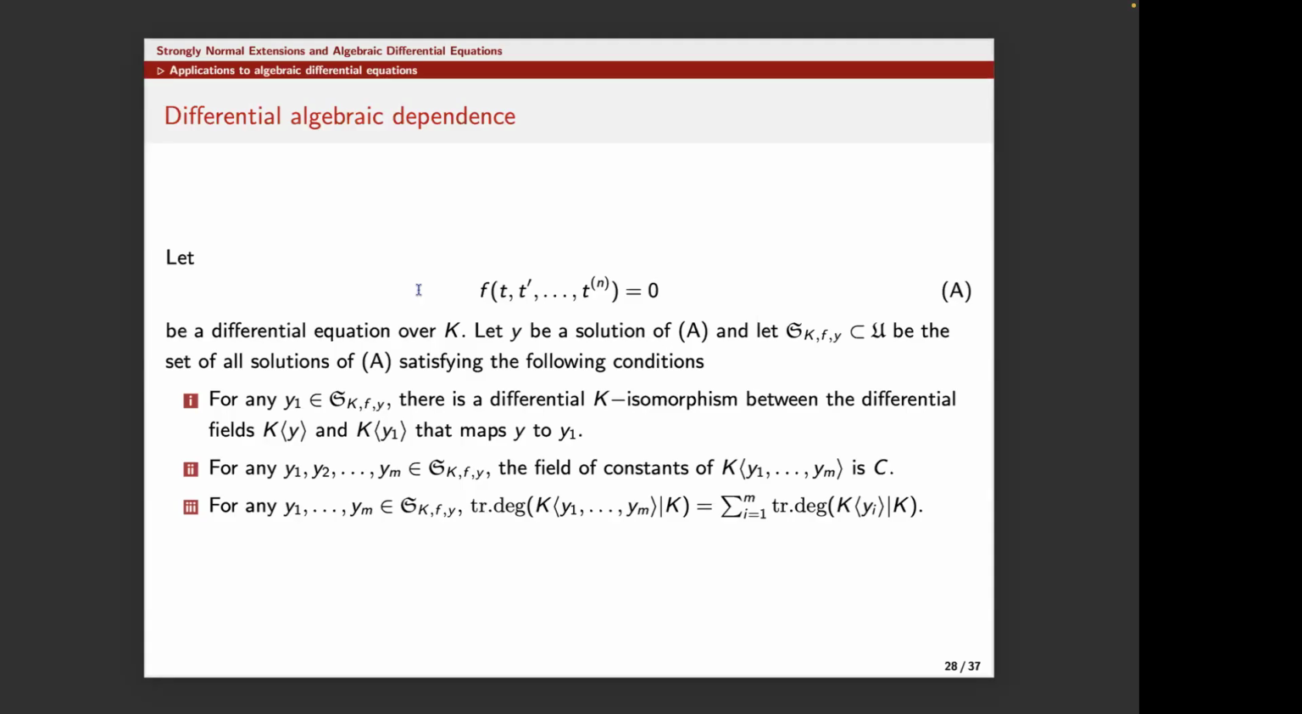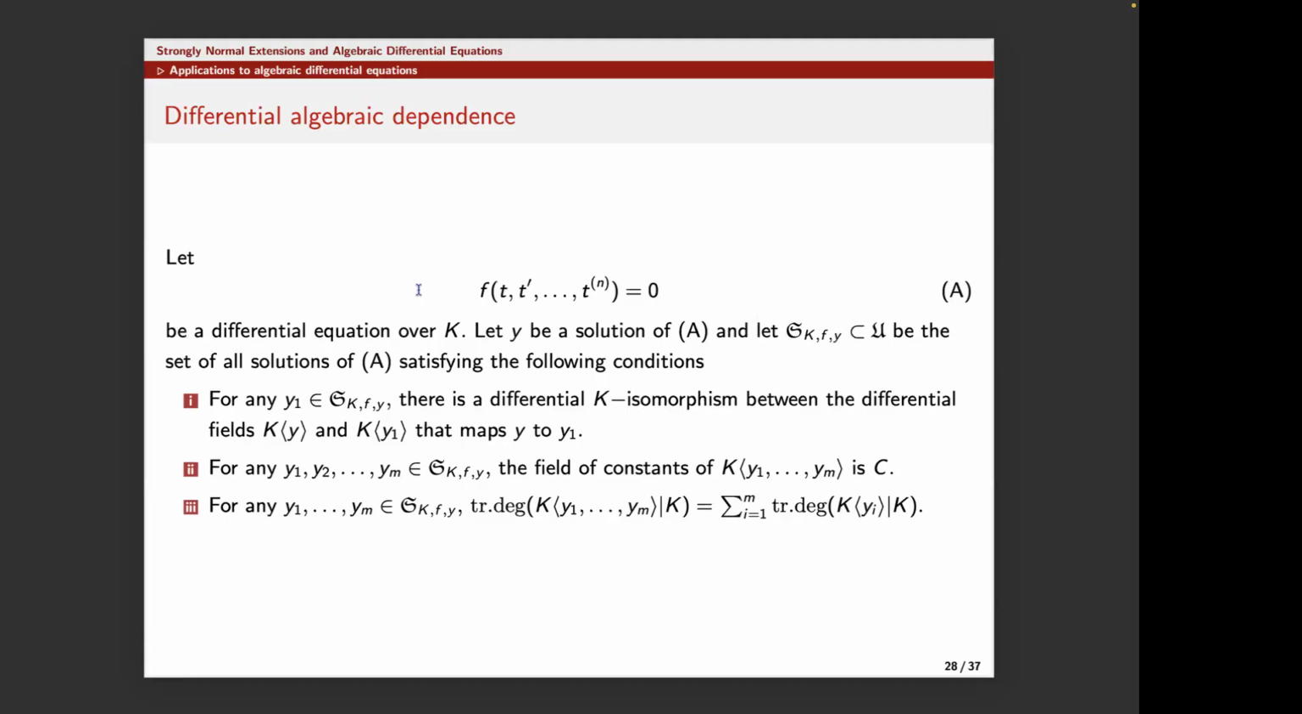The first condition is that if y1 belongs to S K F Y, then there is a differential isomorphism between Ky and Ky1 that maps y to y1. And the second condition is that for any y1, y2, ym in this set, the field of constants of the K differential field generated by y1, y2, yn is C. And the third condition is that the transcendence degree of K, y1, y2, ym over K is the sum of the transcendence degrees of the individual ones.